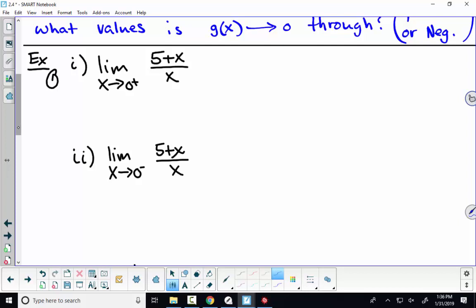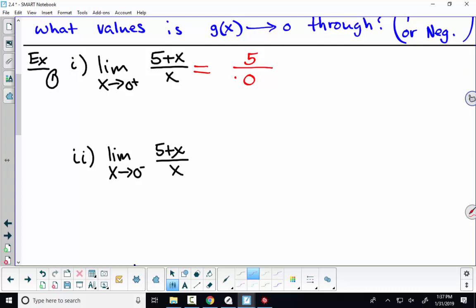So as I'm approaching 0 from the right, what does the numerator approach? Positive infinity? The numerator only. The numerator approaches 5 as x approaches 0. That's not the problem. The denominator approaches what? 0. What values of 0 does it approach through? Positive. It's positive values, right? Because we're to the right of 0.